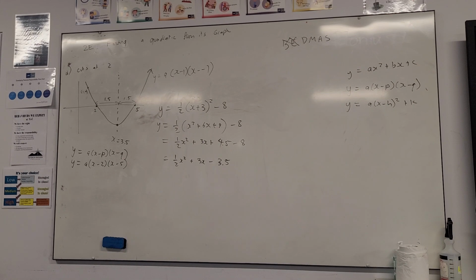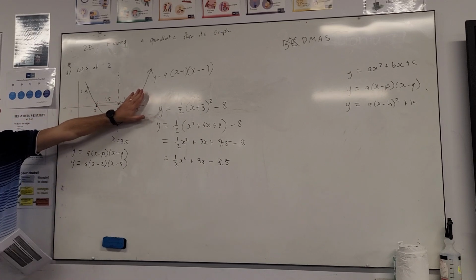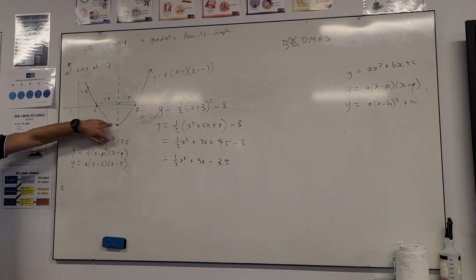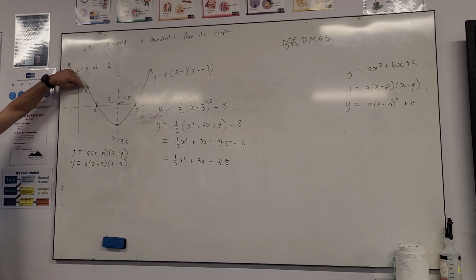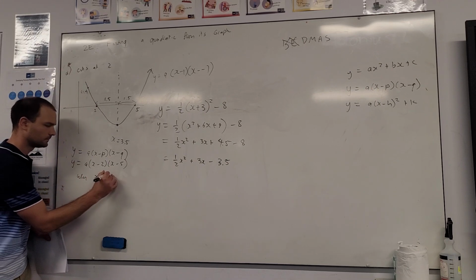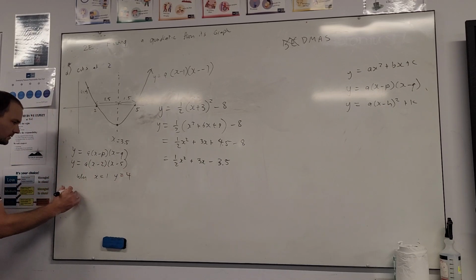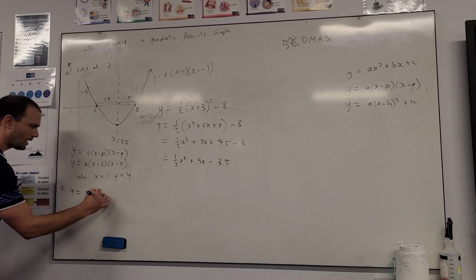Now we need to use another piece of information, right? We've already used that root. We're not told enough here, we're only told an x value. We don't know the y value of that point, so we can't use that here. We need to use this one. When x is 1, y is 4. So 4 where the y is, and 1 where the x is.